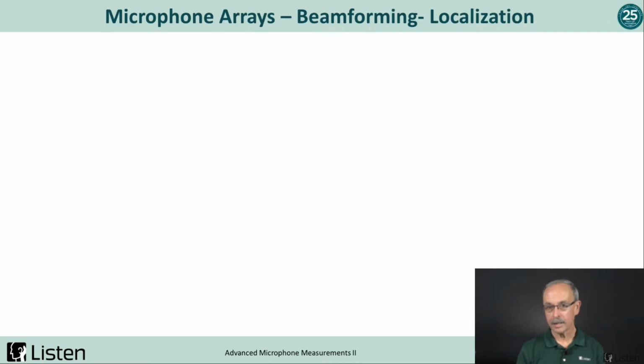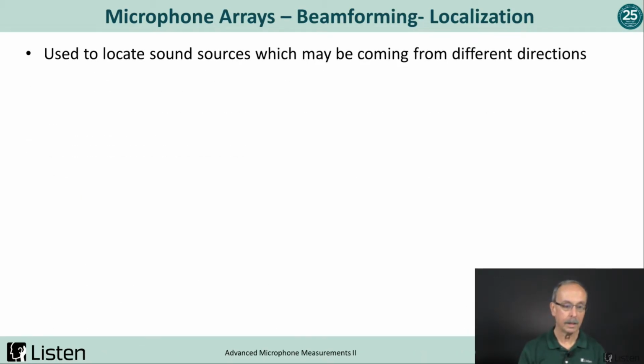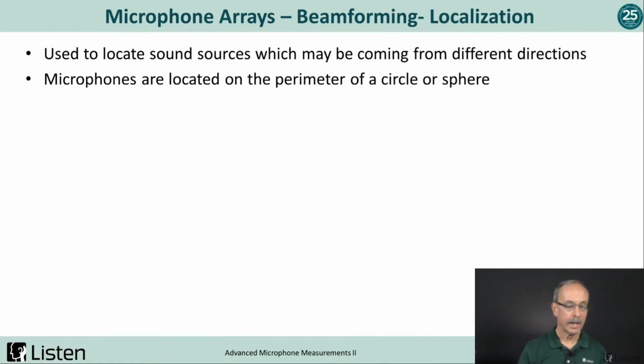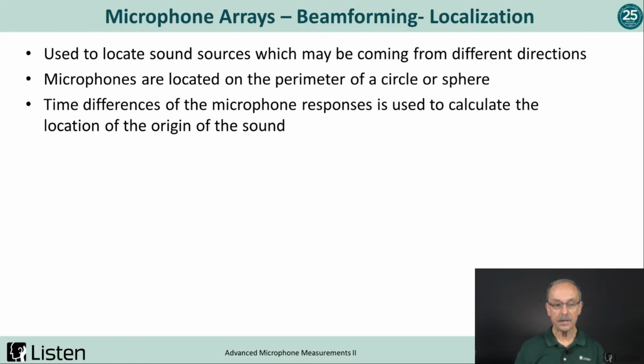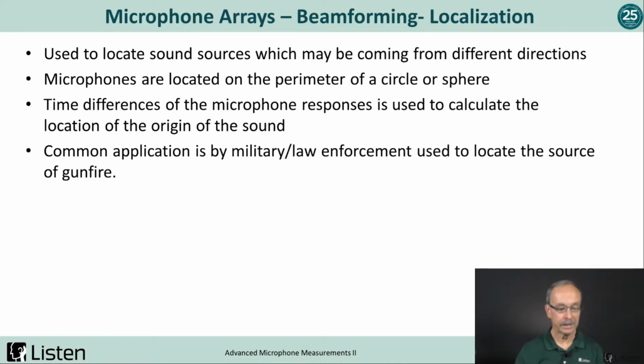And lastly, we are going to talk a little bit about a microphone array that's used for localization. It's used to locate sounds which may be coming from different directions. In this case, the microphones are located on the perimeter of a circle or of a sphere. The time differences of the microphone responses are used to calculate the location of the origin of the sound. A very common application here is something that's used by military and law enforcement to locate the source of gunfire.